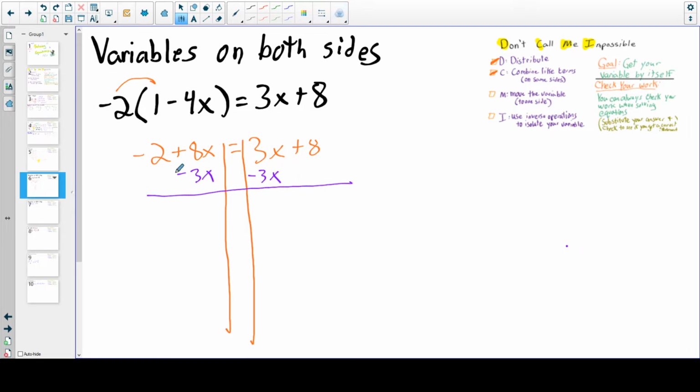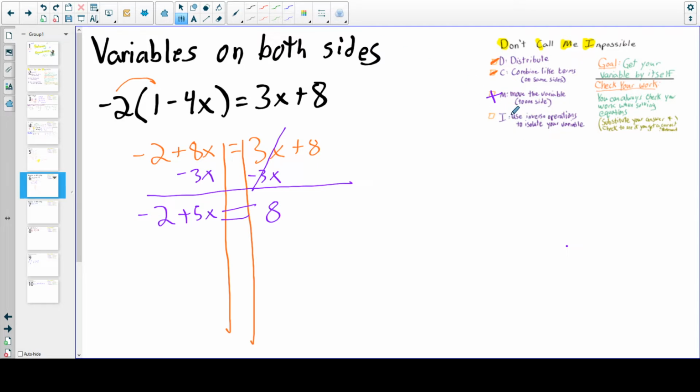And again, let's be neat. I'm going to rewrite everything. So that's negative 2. 8 minus 3 is 5. So positive 5x equals, see other train tracks, 3x minus 3x is 0, so this subtracts 0, and we're left with 8. Okay, got to solve for x. So I move my variable to one side.